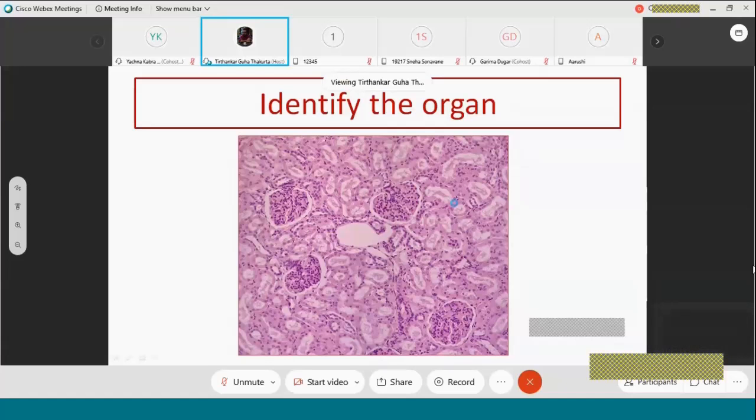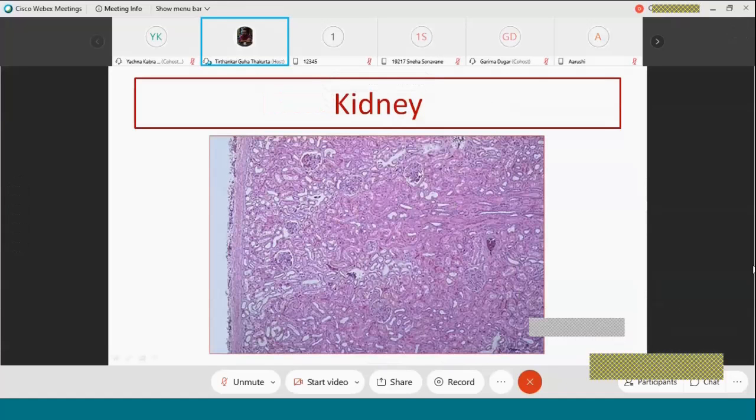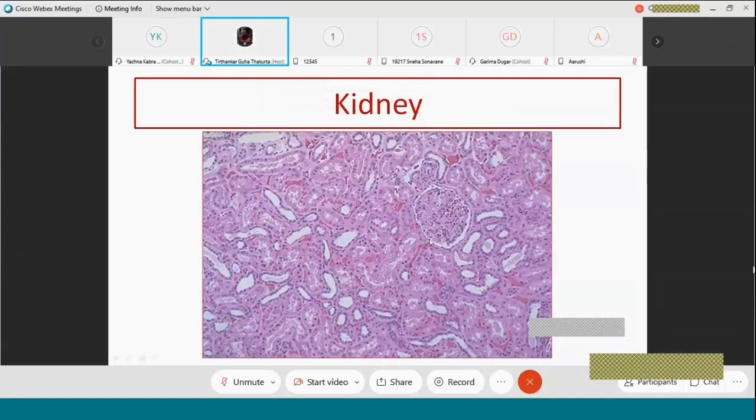In a different view, again, these are the glomeruli you can see, and all the small openings are the tubules. This is a more magnified view. You can see the glomeruli with the Bowman space all around it. And all these round structures are tubules. The reddish structures are blood vessels.